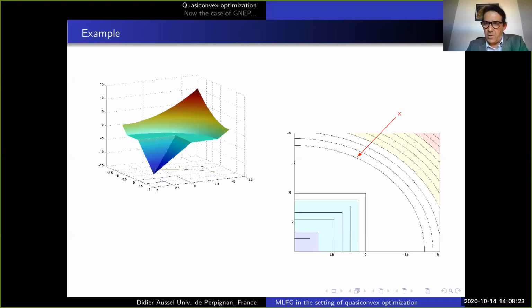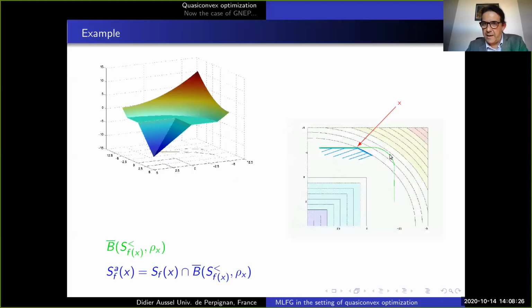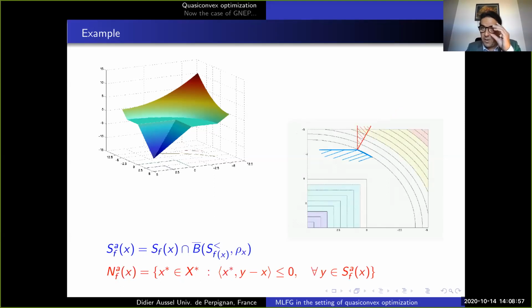What do you do? You inflate this strict set. These are the green lines. So you inflate it until you touch the point. Of course, here the distance between X and the strict sublevel set is this distance. So you put a ball around this with a radius of this distance, and you obtain the green thing. Then you take the intersection with the large sublevel set, this one, and you obtain the blue thing. And now you get the normal operator by taking the polar of that. Well, it seems to be very simple geometrically. So then you have a new concept of sublevel set, and that's it.